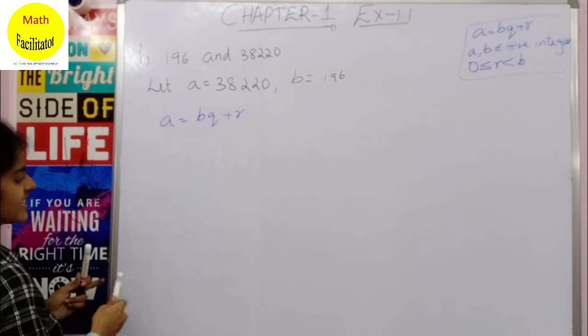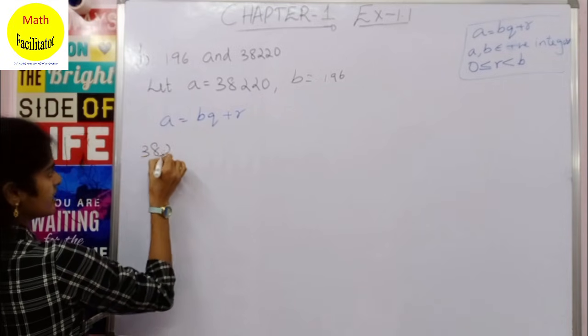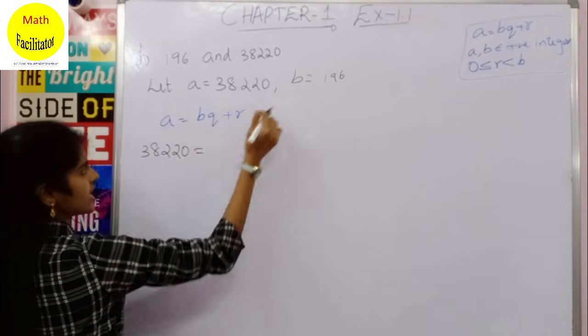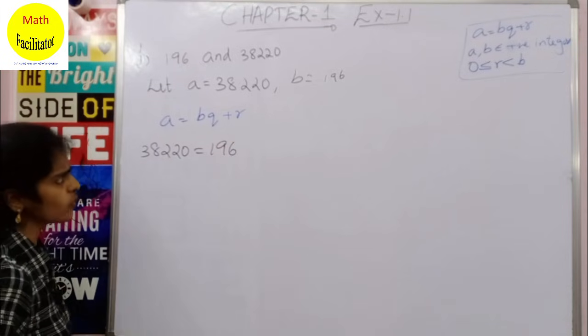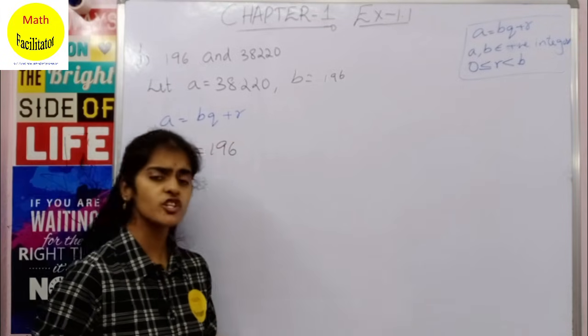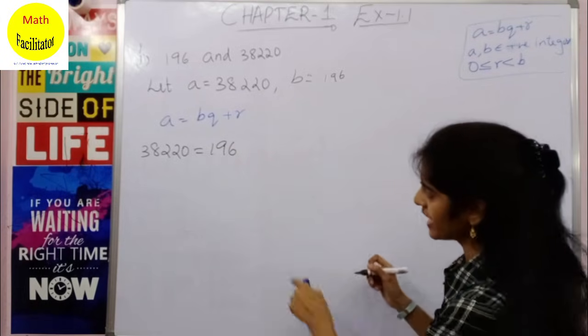Okay, so what is A here? A is 38,220, which is equal to... what is B? B is 196. Do you know what quotient and remainder are? No. What should you do? You have to divide. Okay, so let us divide.